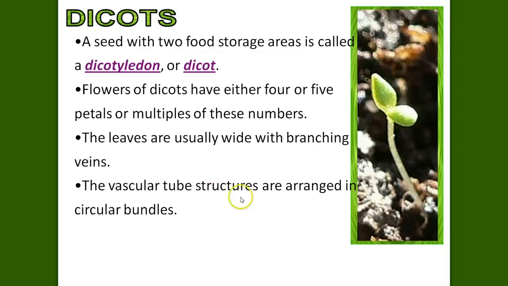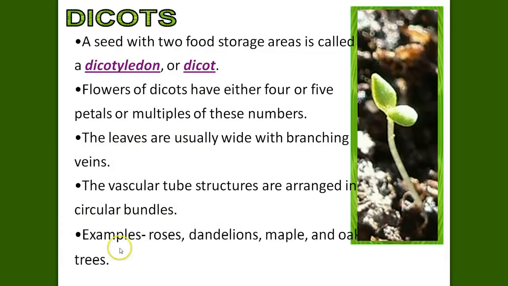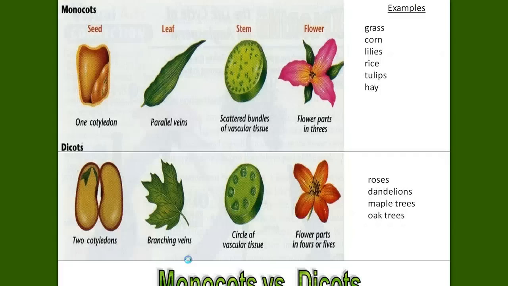The vascular tube structures are arranged in circular bundles. If you noticed with monocot, it wasn't circular, they were random. They really didn't have enough. I always tell kids they didn't have enough food to be smart enough to not be random. So the vascular tube structures are arranged in circles. This group has so much more food that it could be a little bit more sophisticated. Examples are roses, dandelions, maple trees, oak trees, and those are dicots.